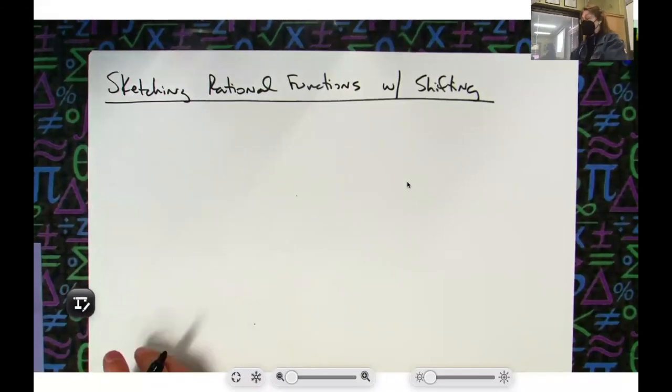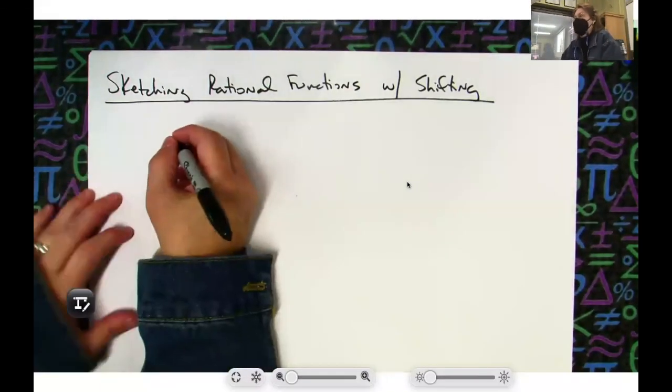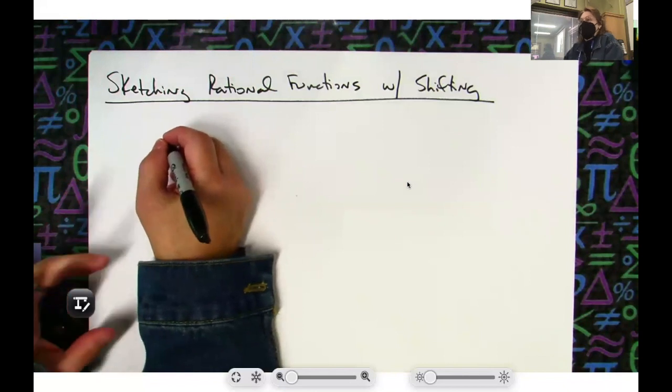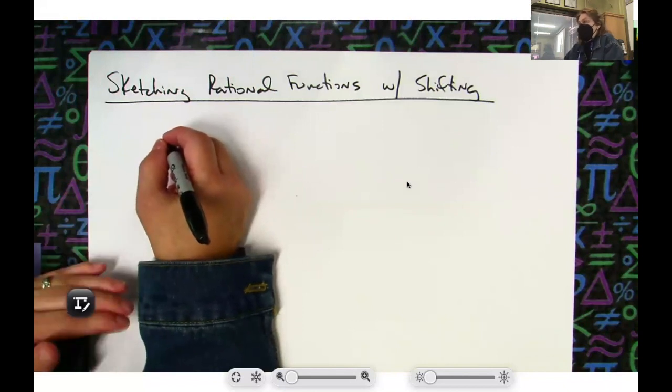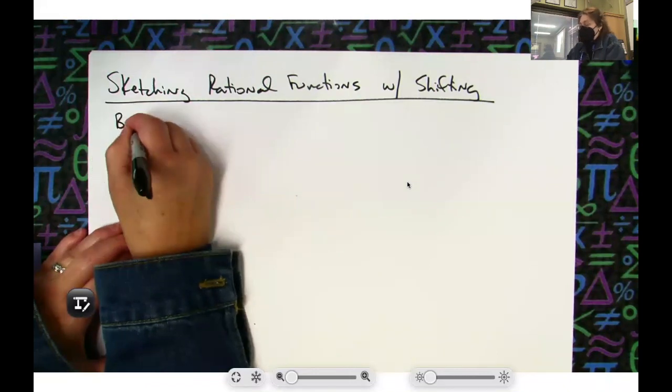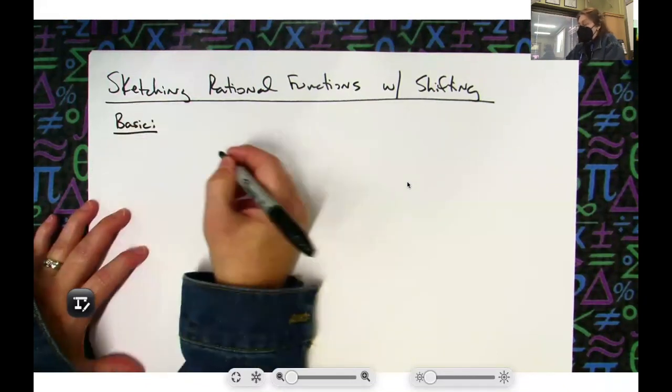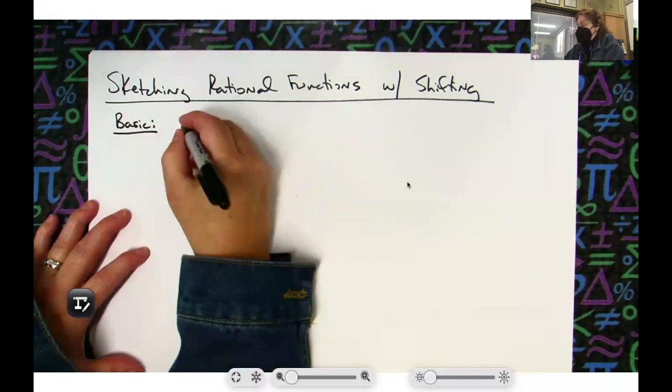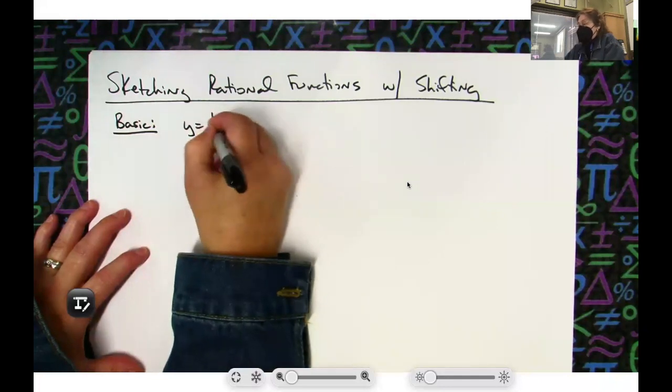Okay, so you've already been given two different scenarios. You've had 1 over x, you've had 1 over x squared. So your basic equations, you should already have memorized. So this is kind of review. I have given you y equals 1 over x.